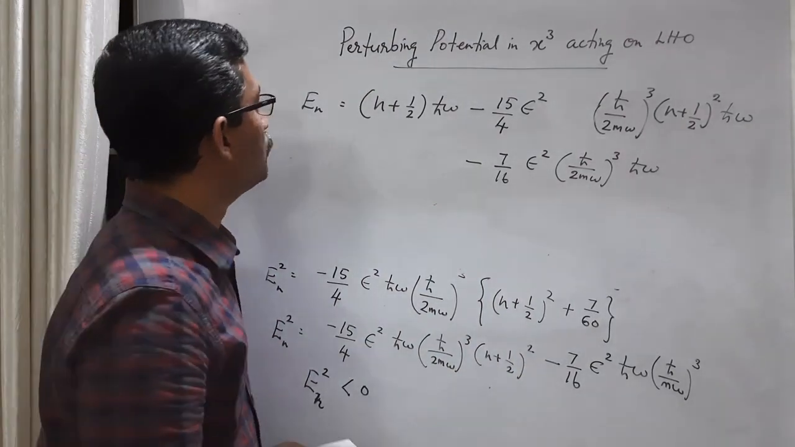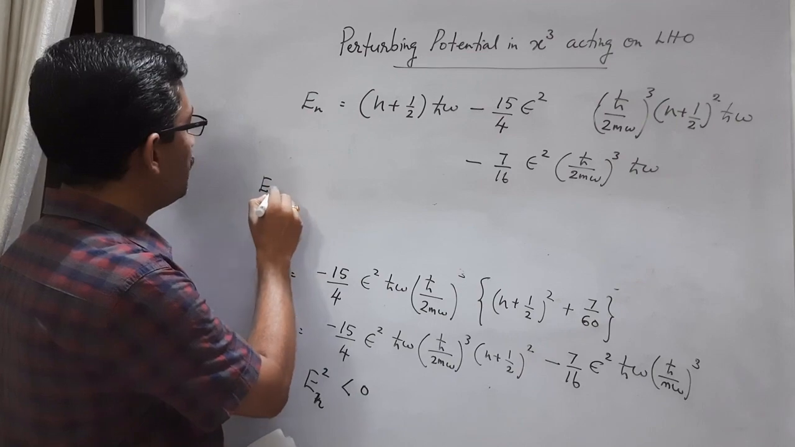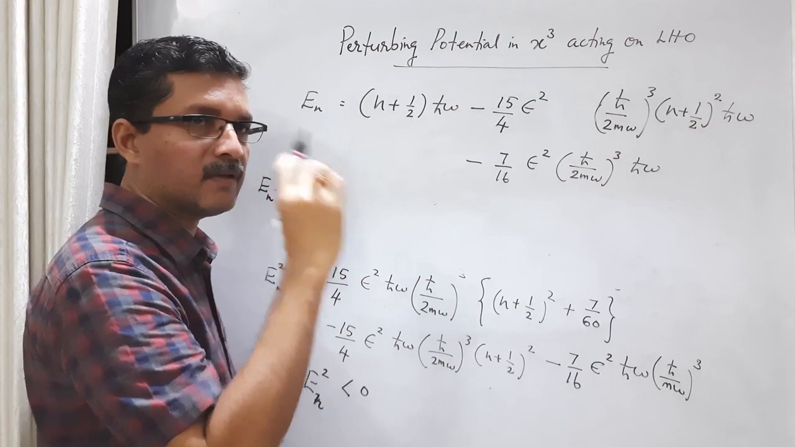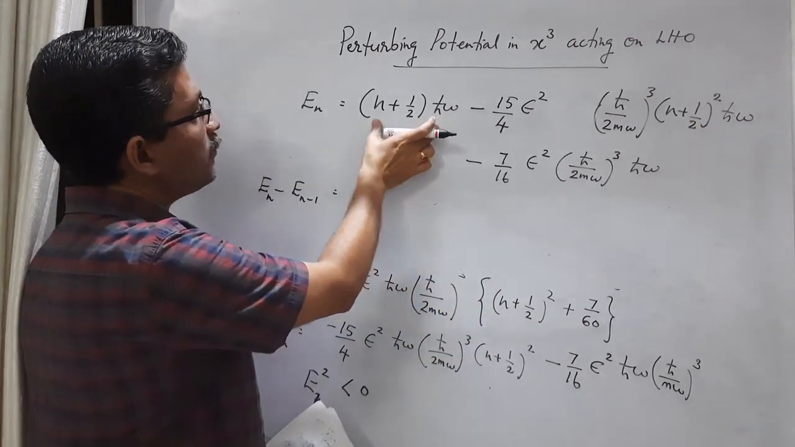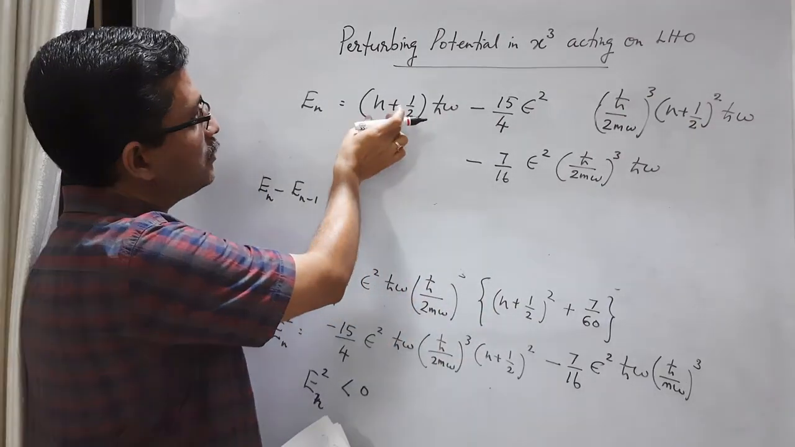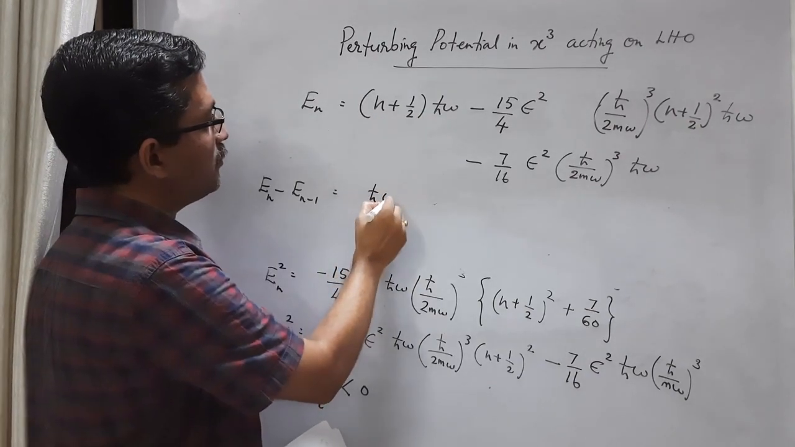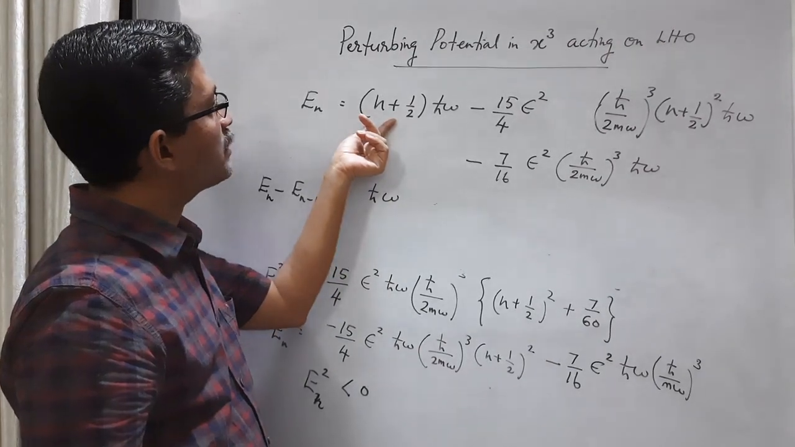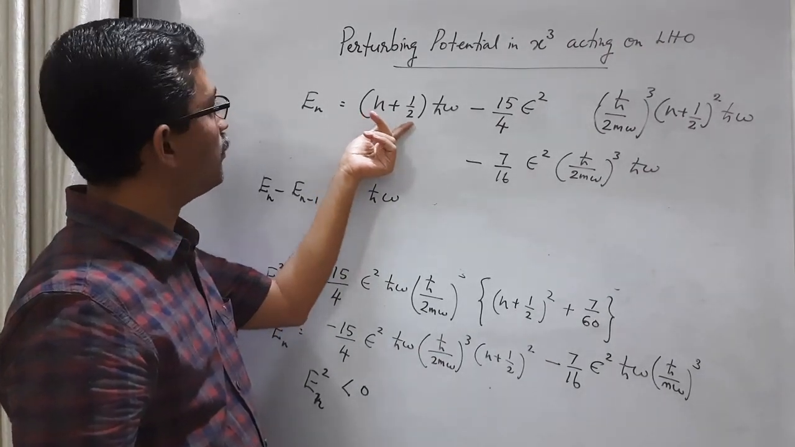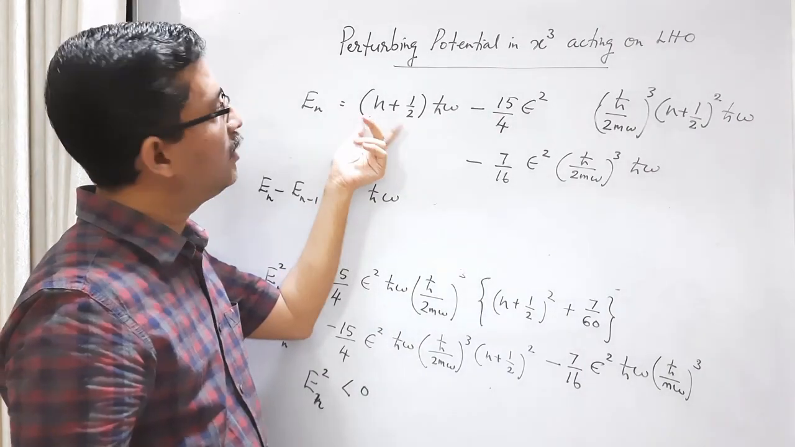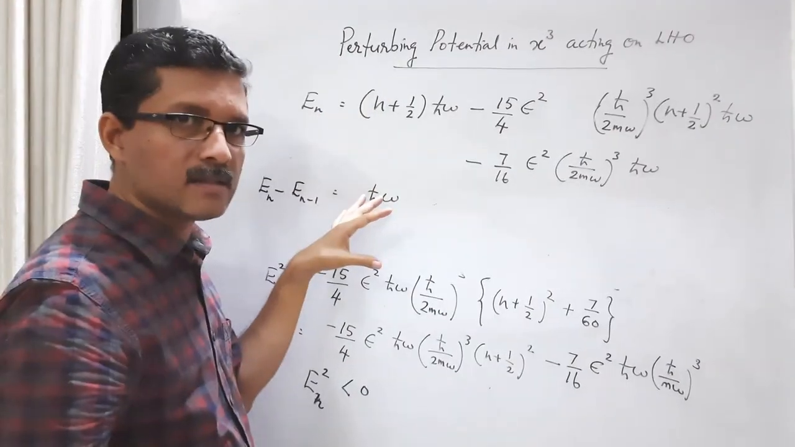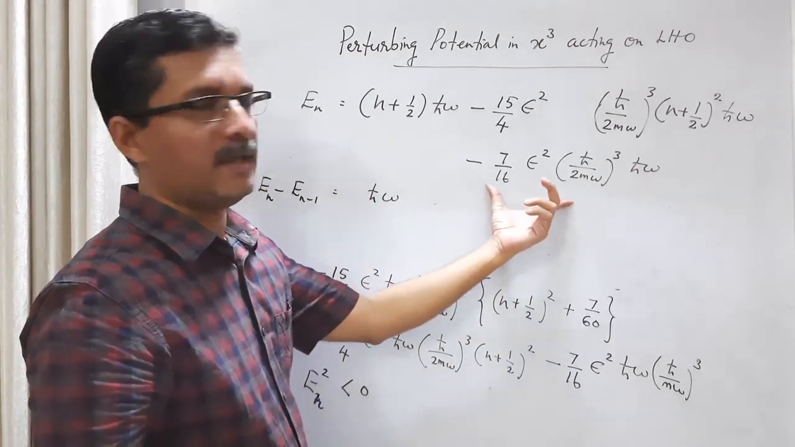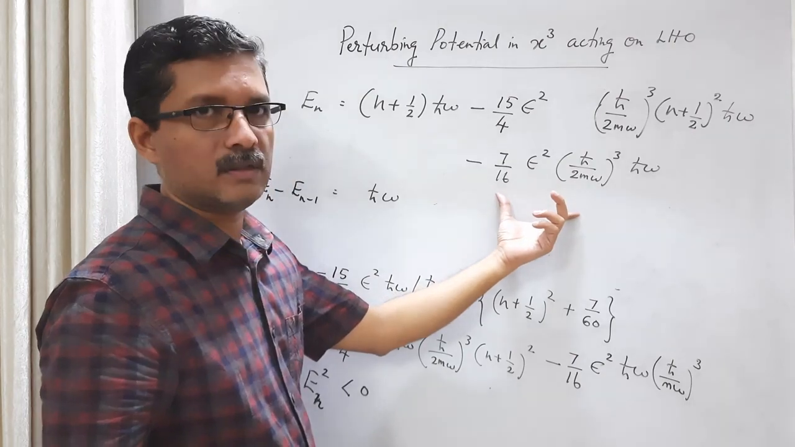Now we want to calculate the quantity En minus En minus 1, the separation between the nth level and the n minus 1th level, adjacent levels. We know that this part will contribute h cross omega. The nth level is this. When you put n equal to n minus 1, you have n minus 1 plus half, which is n minus half. So n plus half h cross omega minus n minus half h cross omega will give you h cross omega. This constant part will not make any contribution because it does not depend on n.